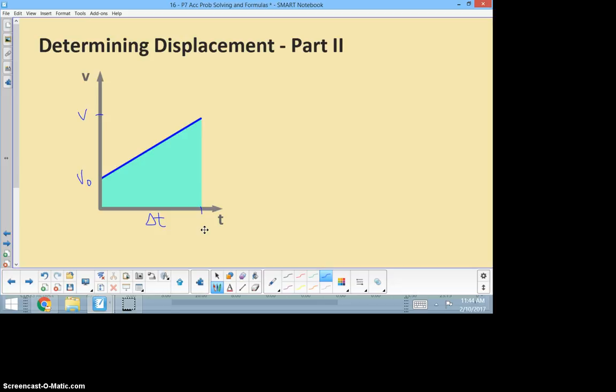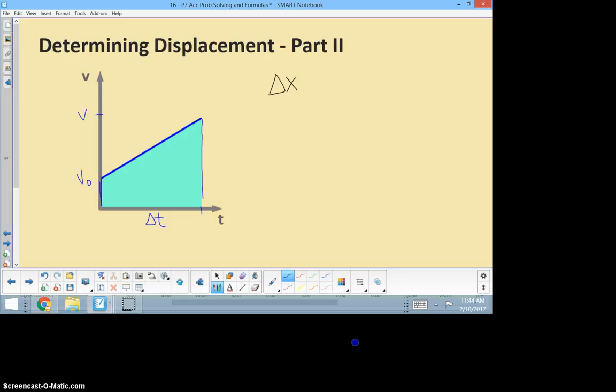So we have shown you one equation for displacement, finding the area of that shaded region. I wanted to show you another way that students sometimes think about, and that is when they actually recognize that this is a trapezoid. And when you know that this is a trapezoid, you can use the trapezoid formula to figure out what the displacement actually is.